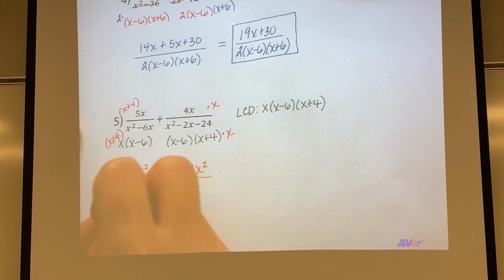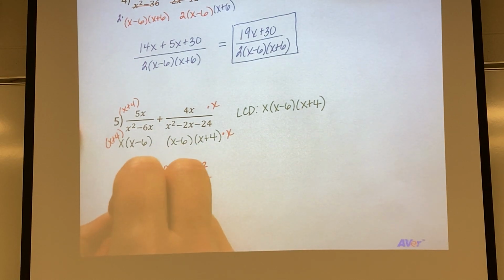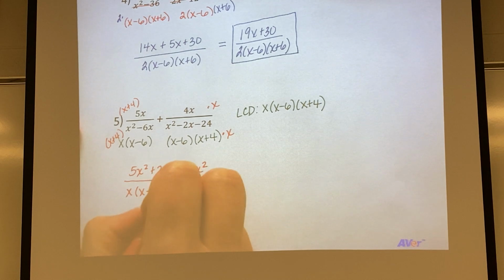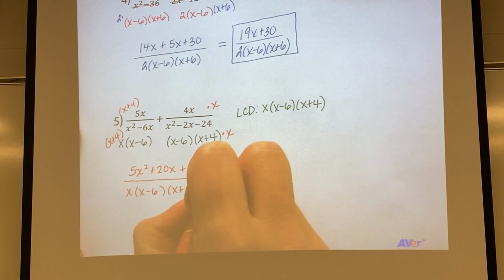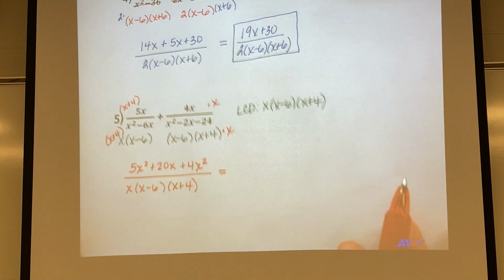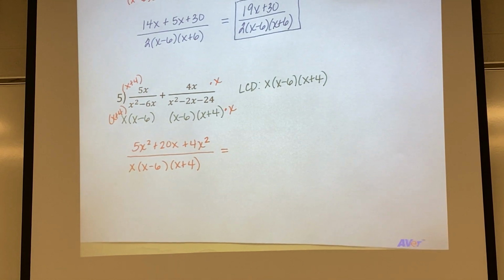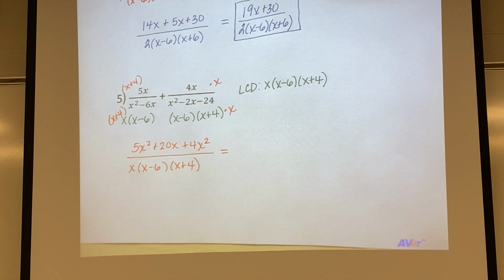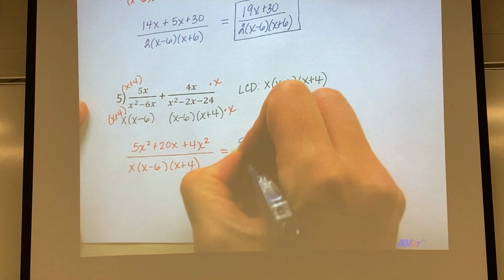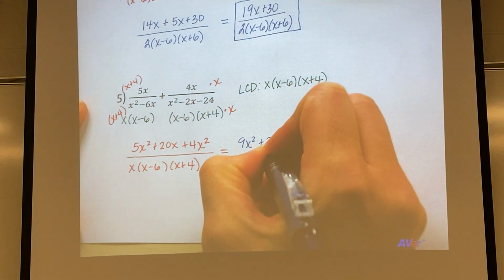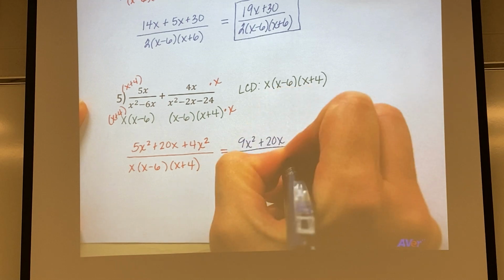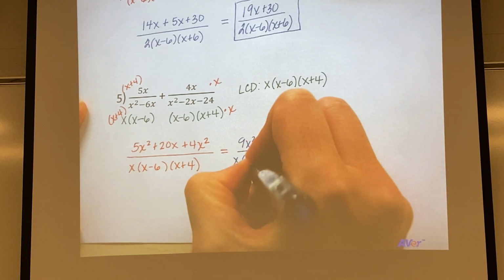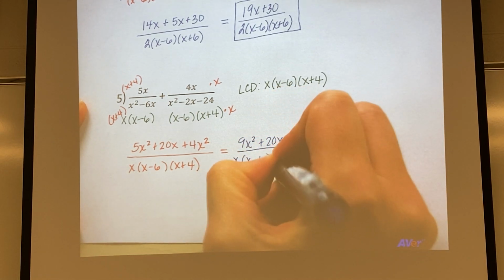All over x times x minus 6 times x plus 4. All right, if you made it that far, excellent job. We now have some things we need to combine together. 5x squared and 4x squared would of course be 9x squared plus 20x. We leave our denominator completely factored, don't multiply those together.